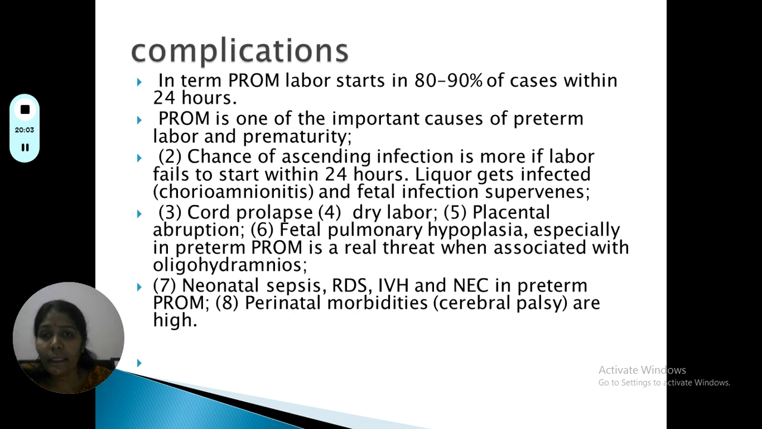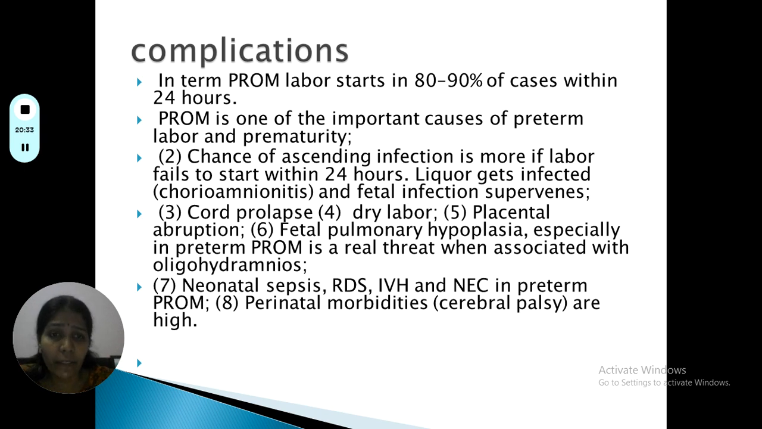Complications. So what are the complications that can occur in a PROM patient? In term PROM, once the rupture of membranes is occurring at term, in such patients, in 80 to 90% of the cases, labor starts in 24 hours. So that is one thing which is good, that is labor will be starting. She will progress on her own. And PROM is one of the important causes of preterm labor and prematurity.